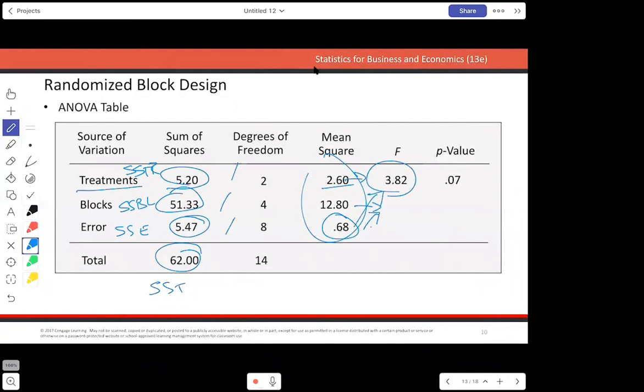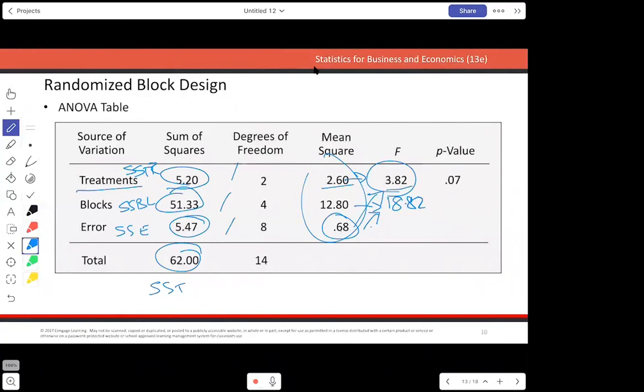Let's just see what that is. 12.8 divided by 0.68 is 18.82. That seems like a pretty big F value. 18.82, even without the p-value, is telling me that chances are those cars are not the same kind of cars. There's a difference among the cars.